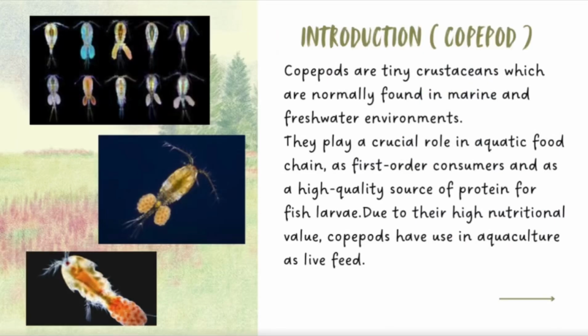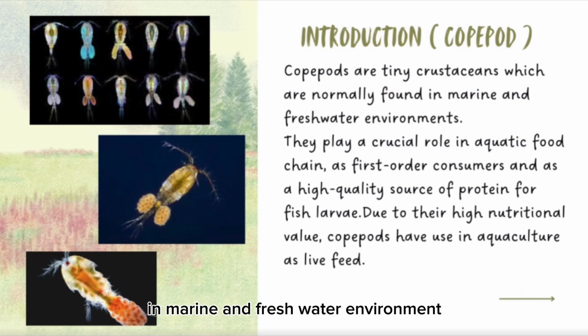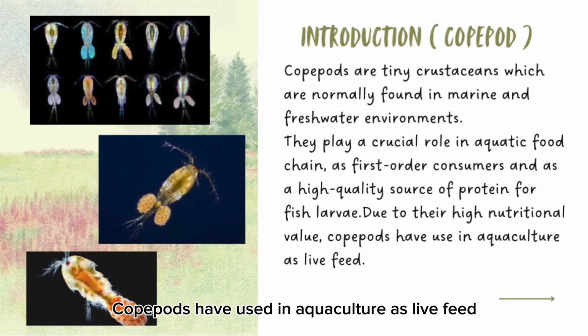The next is introduction of copepod. Copepods are tiny crustaceans which are normally found in marine and freshwater environments. They play a crucial role in the aquatic food chain as first-order consumers and as a high-quality source of protein for fish larvae. Due to their high nutritional value, copepods are used in aquaculture as live feed.